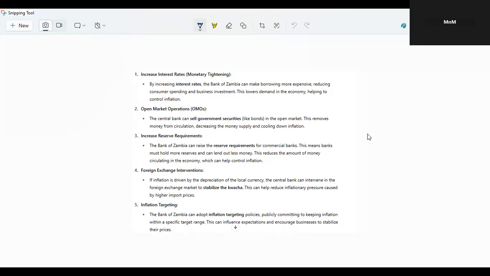The other is inflation targeting. The Bank of Zambia can adopt what is called inflation targeting policies, which are publicly committing to keep inflation within a certain target range. This can influence expectations and encourage businesses to stabilize their prices. So this is inflation targeting, where they target a certain range within which they all lie. Is that clear? So this is how government gets to control inflation.